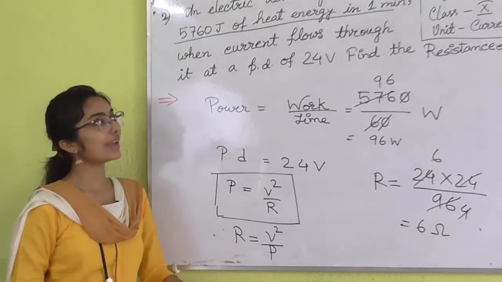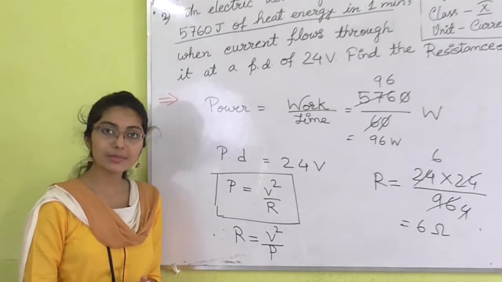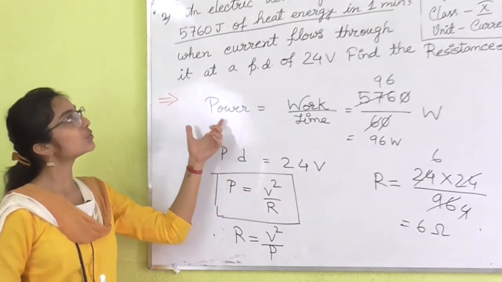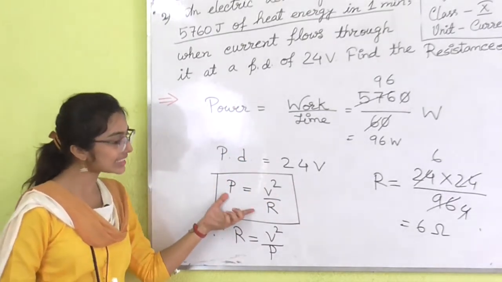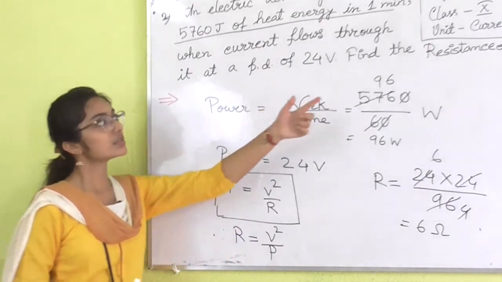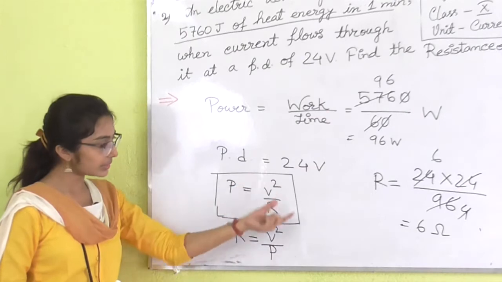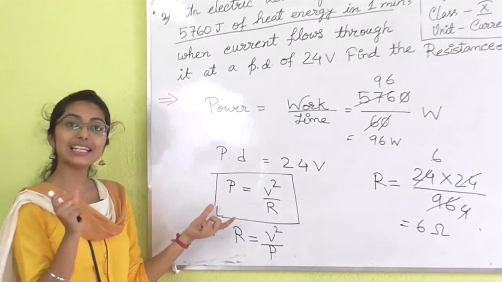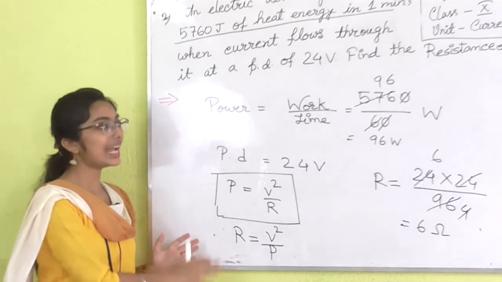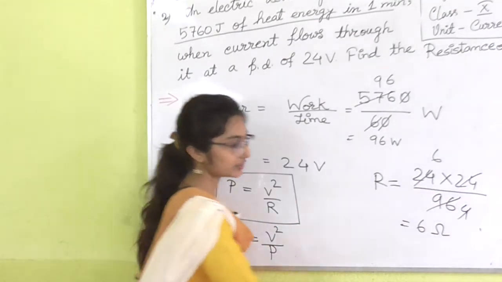So, this is the way you have to proceed with numerical problems. At first, just read the numerical problem properly, then find out what is in your hand and what is the relation of the quantity that is asked. Here, resistance is asked. So, you have to determine the relation of the unknown quantity with the known quantity and then put the values. That's all.